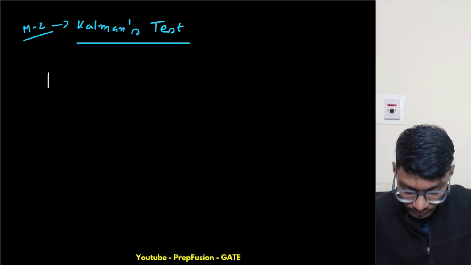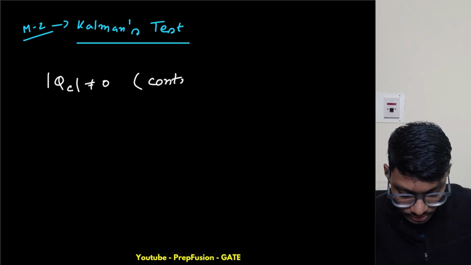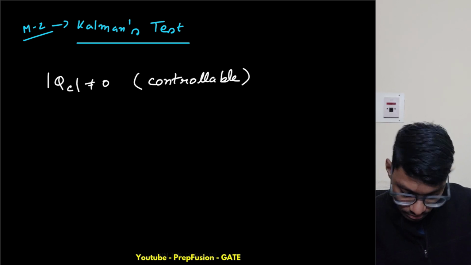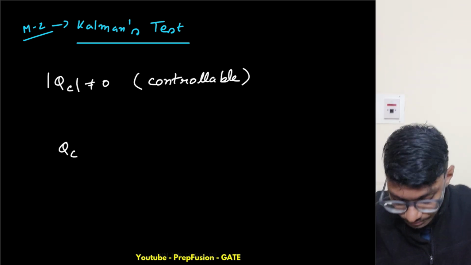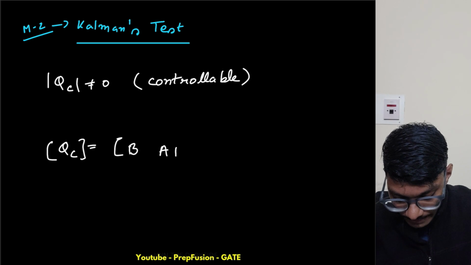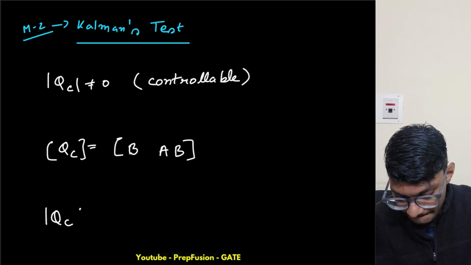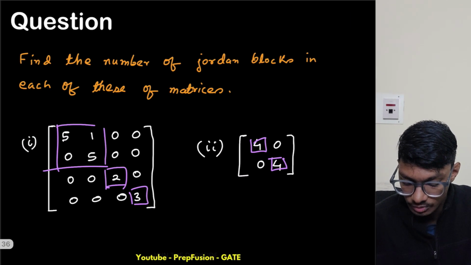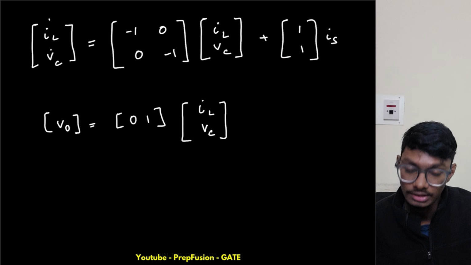Basically you have to check the controllability matrix and the observability matrix. If the determinant of QC is not equal to 0, then that means my system is controllable. What is QC equal to? QC is simply B, AB for second order. So I will find the determinant of QC. B is equal to 1 comma 1, and I have to find AB also.